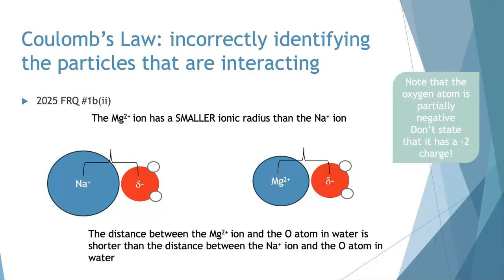But it's not an ion. It's not a -2 ion. And if you talked about that in your response, you're not going to get credit. So you want to be very careful. But it's really important that you specify which particles are interacting when you're doing Coulomb's law questions.